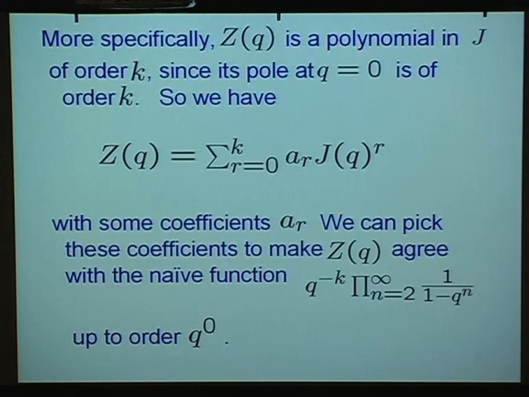And since, on the other hand, Z is supposed to have a pole of order k, because the ground state energy is minus k, that means that Z is a polynomial in j of order k. So Z looks something like this, with some coefficients a sub r. It's a polynomial in the j function of degree k, so it's determined by k plus 1 coefficients. And now we want to make such a function as this agree with this as well as we can. Well, the best we can do is to agree with the first k plus 1 coefficients.